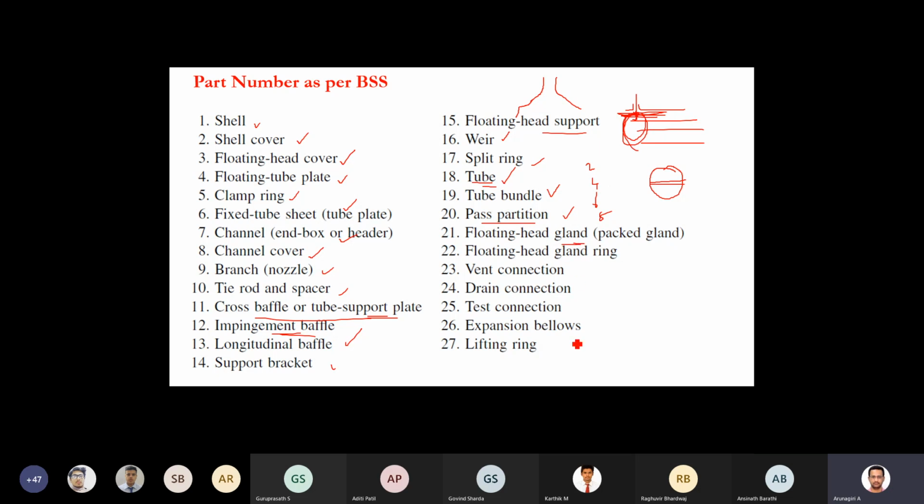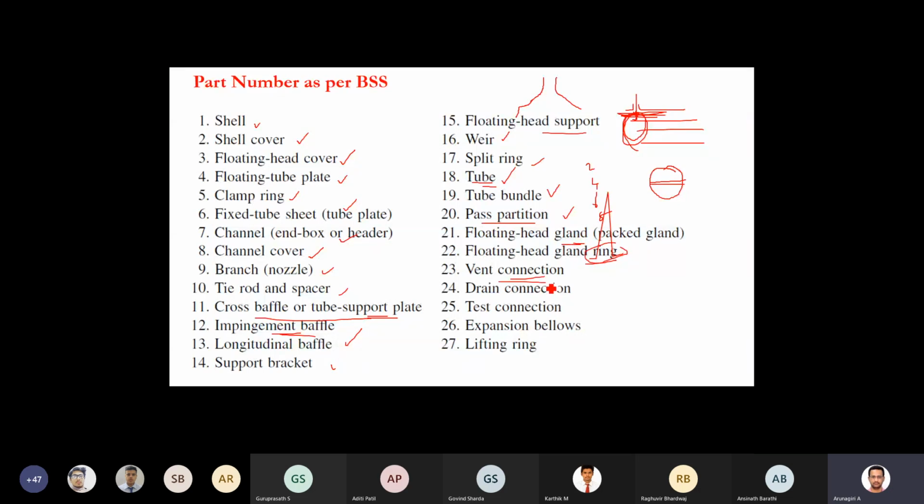Then floating head gland. Gland means to minimize the leakage. You have a carbonaceous material, which can be fixed in the space available in the stuffing boxes. So you have to fill this carbonaceous material in the space. They are called gland. It is being used to avoid leakages. Then floating head gland ring. To accommodate these glands, you need a ring.